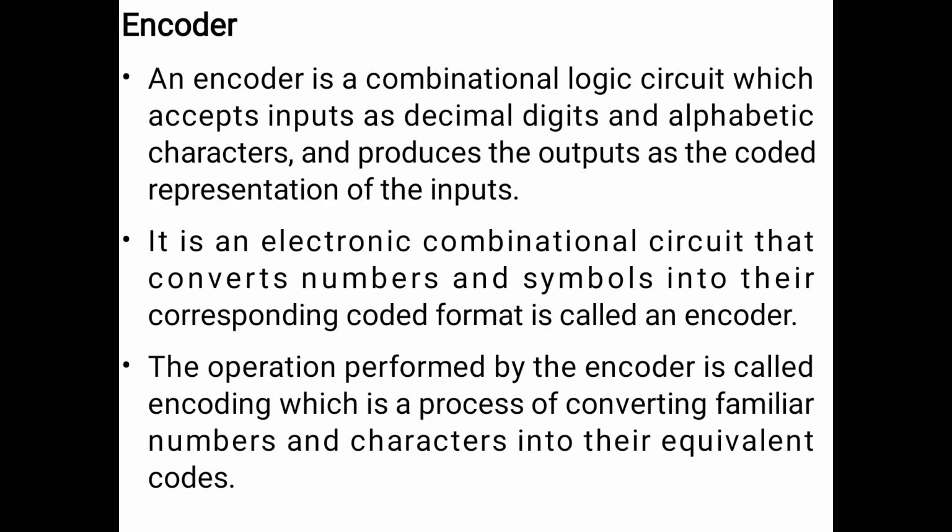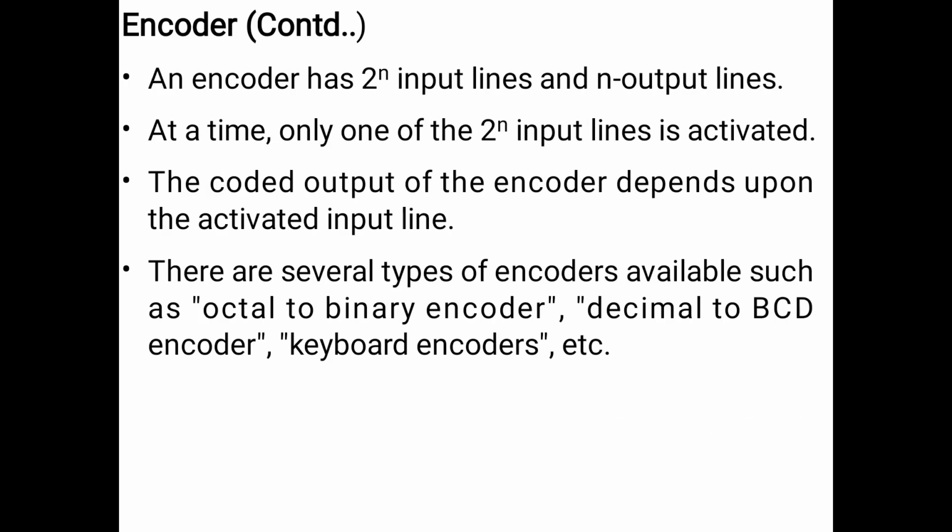their equivalent codes. So the encoder has 2 power n input lines and n output lines. So at a time, only one of the 2 power n input lines is activated. The coded output of the encoder depends upon the activated input line. There are several types of encoders available such as octal to binary encoder, decimal to BCD encoder, keyboard encoders, etc.